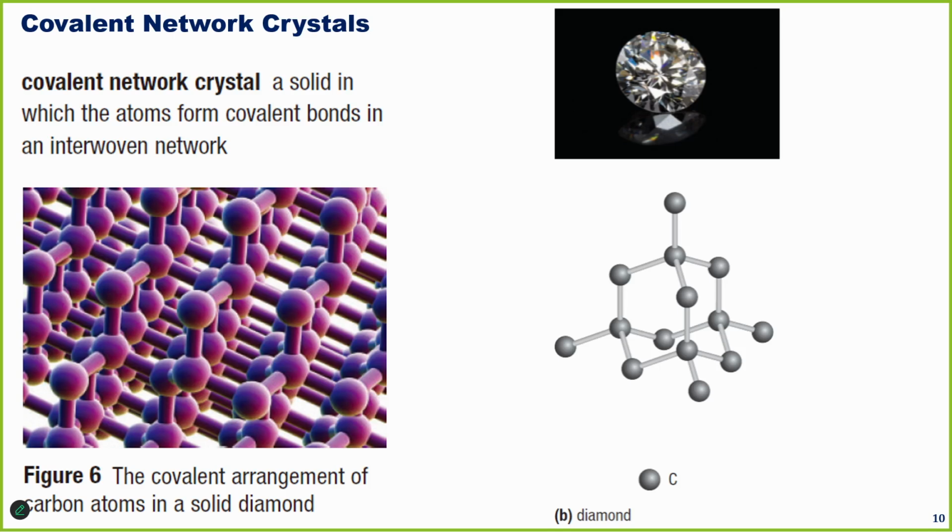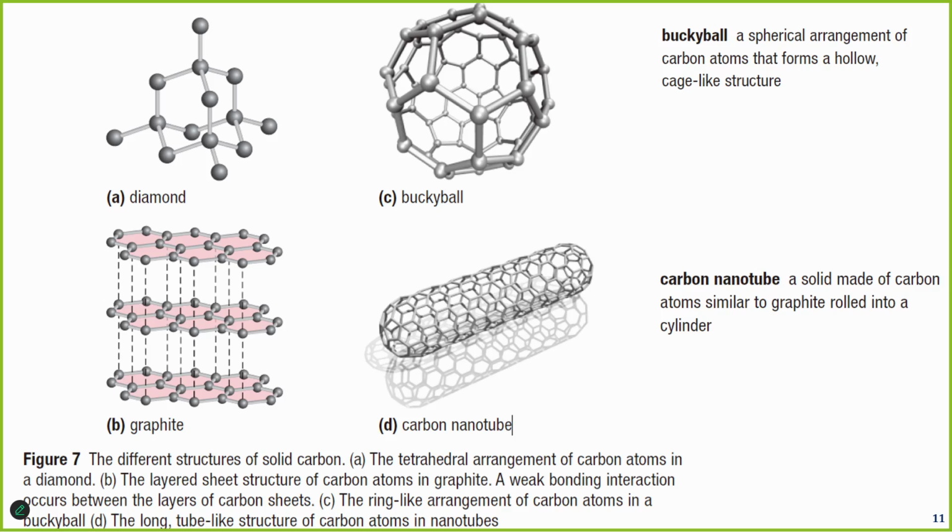The electrons in covalent network crystals do not move freely through the crystal because the atoms and covalent bonds hold the electrons in place. Thus, covalent network crystals are not good conductors of electricity. Carbon atoms can also form other structures in addition to the structure found in diamond. For example, figure 7 shows different structures of solid carbon.